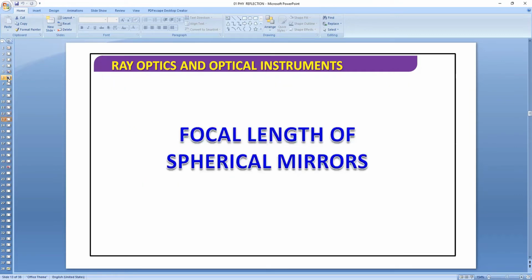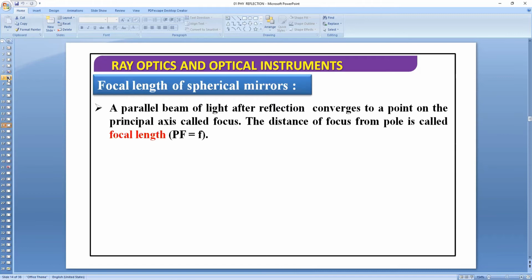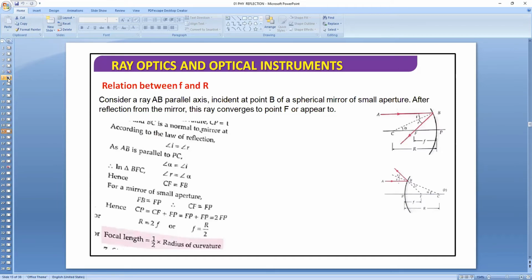Now, we will study the focal length of spherical mirrors. A parallel beam of light, after reflecting, converges to a point on the principal axis called the focus. The distance of the focus from the pole is called the focal length. Now, we can define the relation between the focus point or focal length and the radius of curvature. You can understand in this diagram, there is a concave mirror we have chosen.